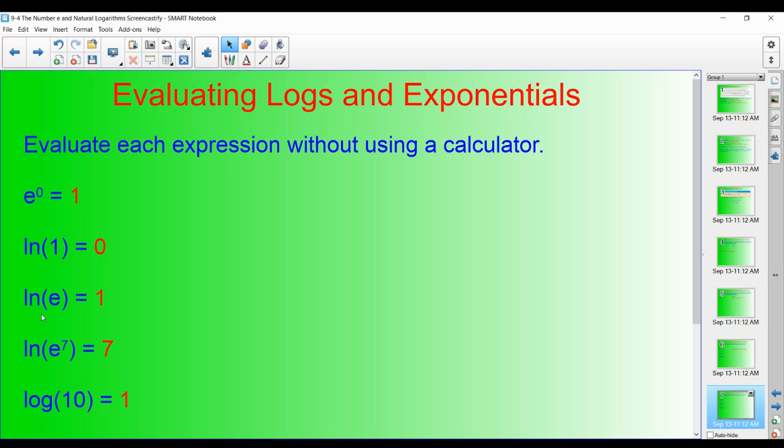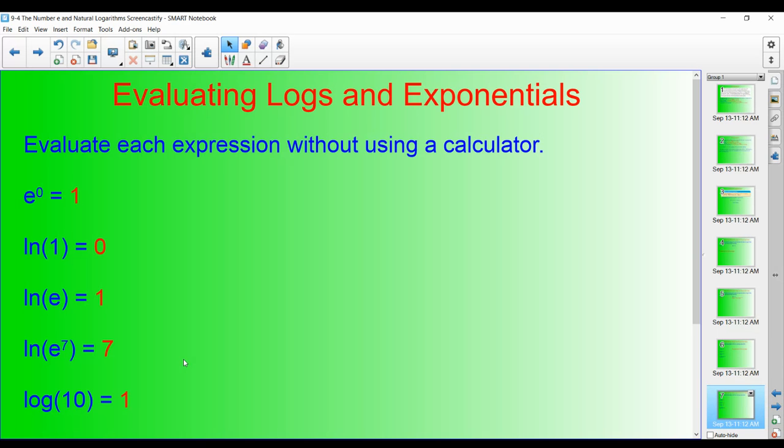The next problem, e to a certain power gets us e. So e to the first power gets us e. So natural log of e is 1. These two functions are inverse, and they undo each other. Now, the next problem, e to what power gets us e to the 7th? E to the 7th power gets us e to the 7th. And then we have to remember, if we're doing logs, what the base is here. The base should be 10, so 10 to the first power equals 10.